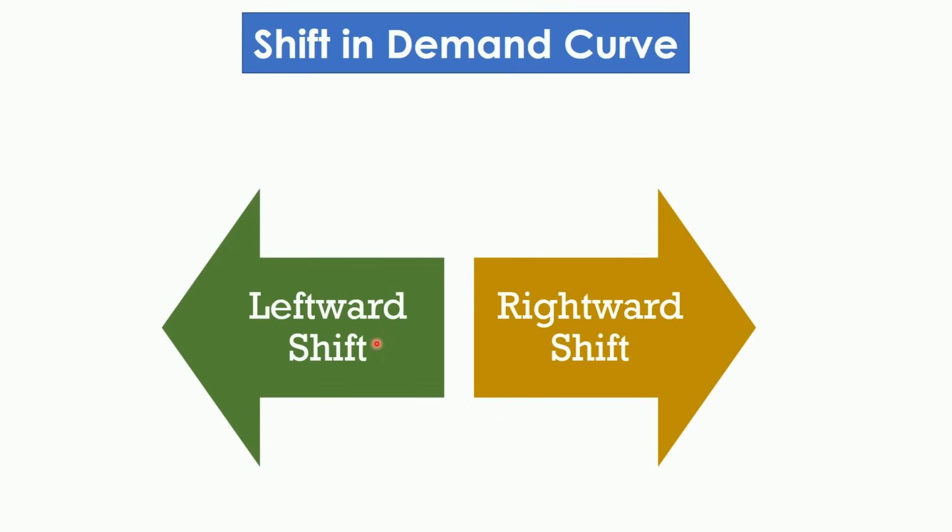The leftward shift in demand curve indicates the decrease in demand due to factors other than price. So if there is a fall in the demand of the commodity, it is called a leftward shift. And if there is a rise in demand of the commodity, then there is a rightward shift. Now we will discuss this leftward shift and rightward shift with the help of a diagram.